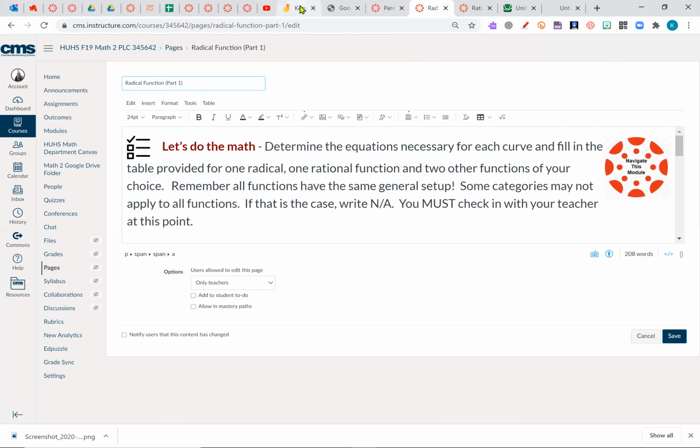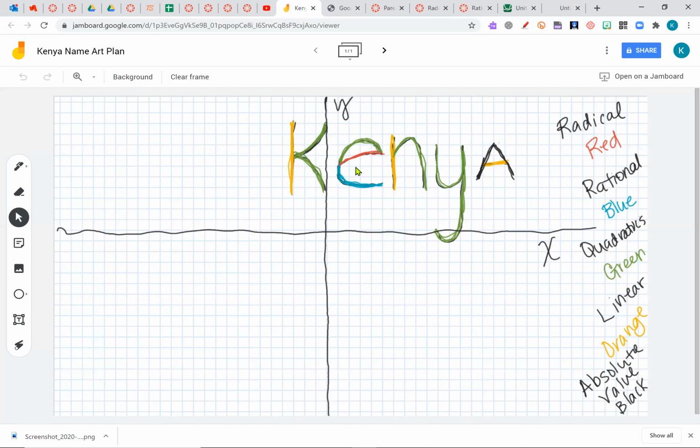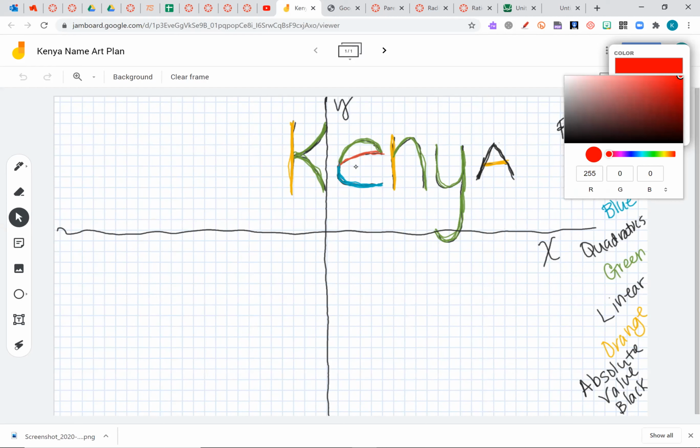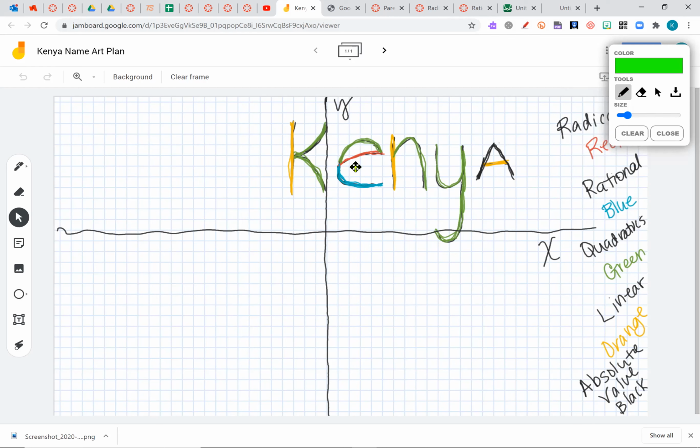First things first, we have to go to our Jamboard and we have to find our endpoints, so the beginning and the end. So let's go ahead, and I wanted to use a different color than what we used on our screen. So I'm going to use a bright green. Okay, I think that will stand out. All right, so endpoints are going to be this point and this point. Okay, that's going to be the endpoint.